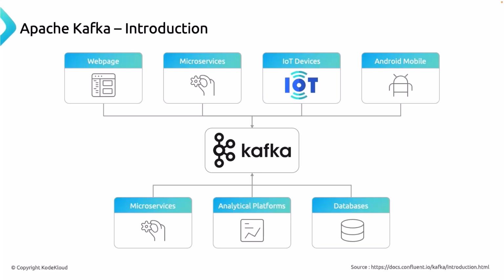On one side, data comes in from various sources like web pages, microservices, IoT devices, and Android mobile apps. These are the producers generating the data that needs to be processed or stored. On the other side, Kafka sends the data to destinations like microservices, analytical platforms, and databases.